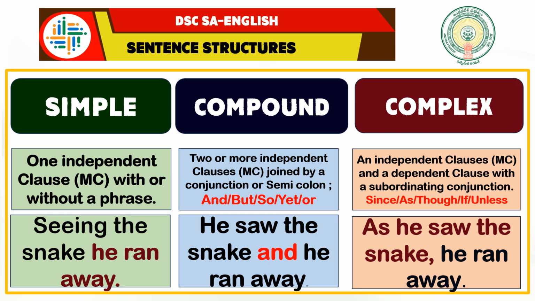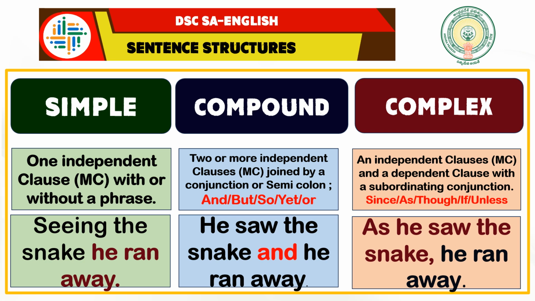For example, seeing the snake, he ran away. If you look at the sentence, he ran away, it's a simple sentence, and seeing the snake is a phrase. It's not a finite verb. That's what you have to think. And the second one is the compound sentence. It has two or more independent clauses joined by a coordinating conjunction. The helpline is you can find all the fanboys like and, but, so, yet, or. He saw the snake and he ran away.